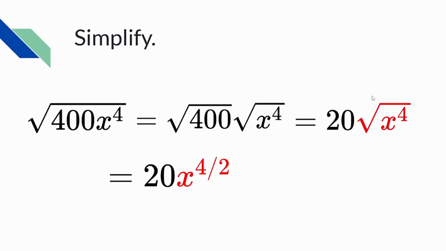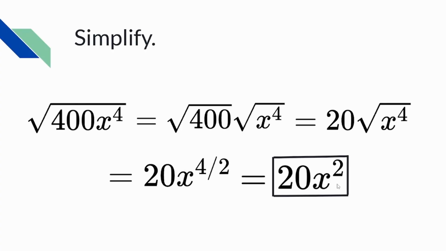So I don't have any index here, so when the index is blank, it's assumed to be 2, right? The index of this radical is 2. So I take that 2 and I bring it to the denominator of my rational exponent, and I take the 4 and I bring it to the numerator of the rational exponent. So the square root of x to the 4th is equal to x to the 4 over 2. 4 divided by 2 is just 2. So we're left with 20 times x squared. That's my final answer.